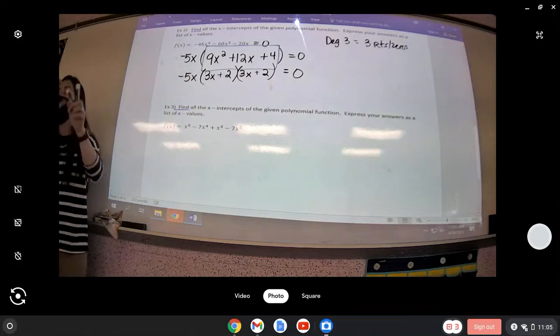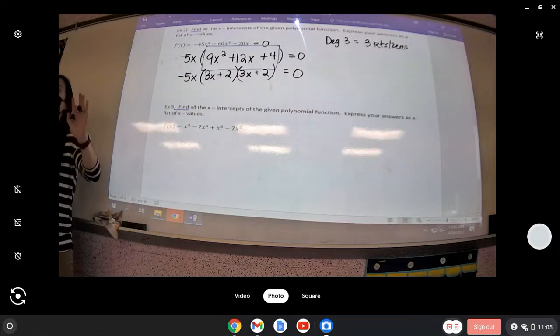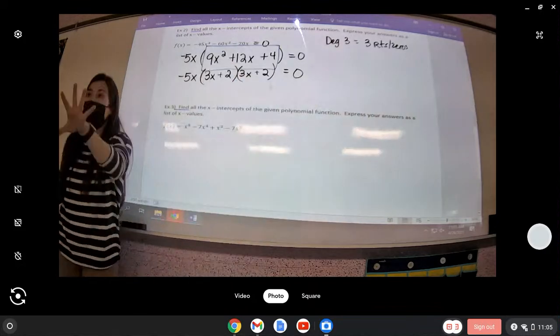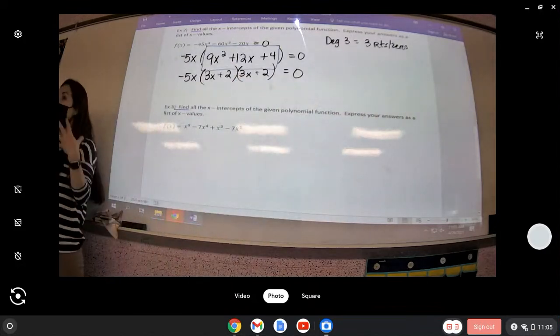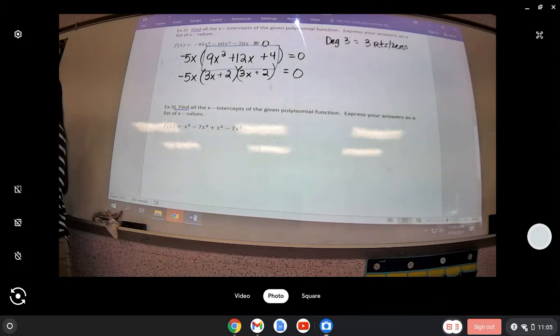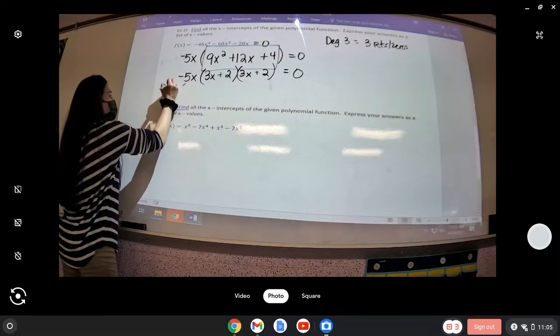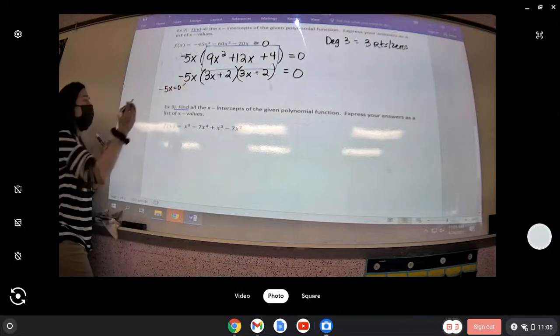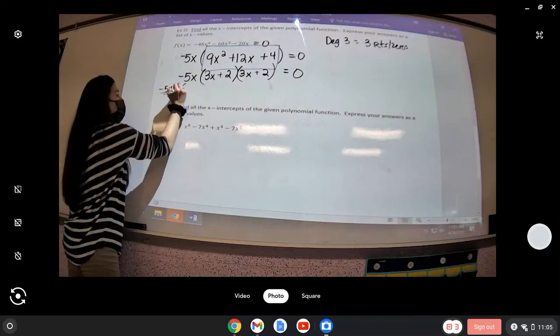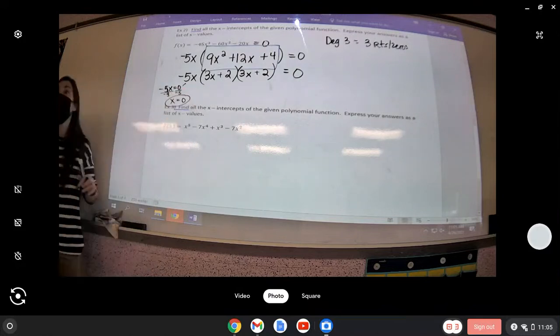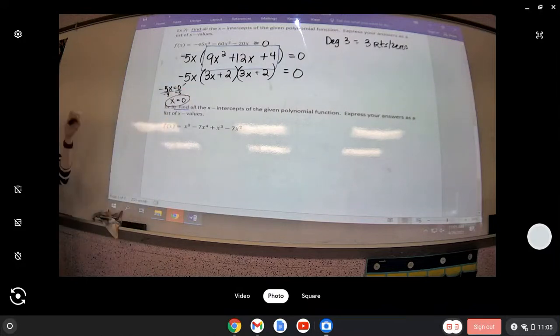Okay, so we factored it. Now we just set our factors equal to 0 and solve. And you should get 3 roots, 3 zeros, 3 answers. However, they have to be real numbers for us to call them our x-intercepts. So if I take this one, set it equal to 0, divide by negative 5, and you get x equals 0. So 0 is one of our roots, zeros. And since it's real, it's definitely an x-intercept.